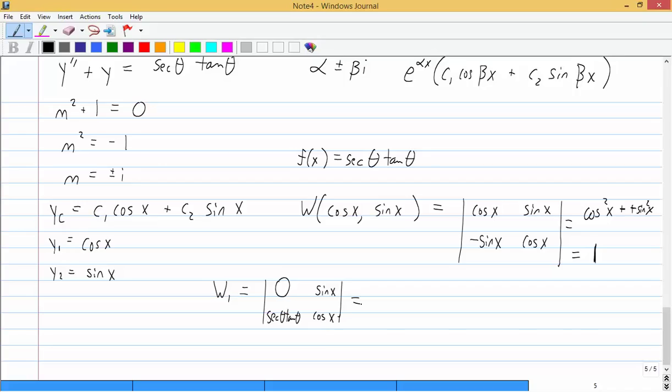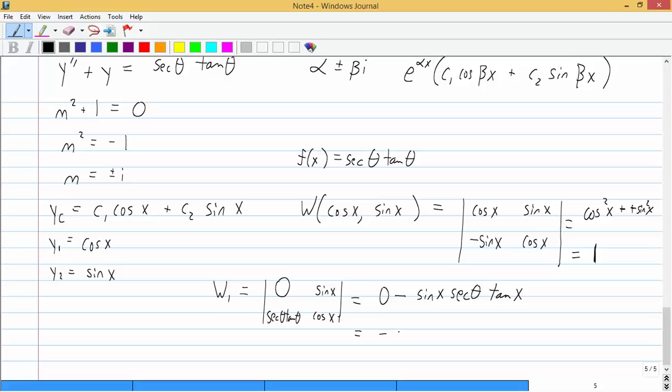So let's evaluate this 2 by 2 determinant. 0 times cosine is 0 minus sine times secant times tangent. Anytime I have a long string of trig functions like this, if I want to see if I can simplify those, you may just want to make them all sine and cosine and see if anything cancels out. If it doesn't, so be it. We'll leave it like it is. But a lot of times when you write this all in terms of sine and cosine, things cancel out.